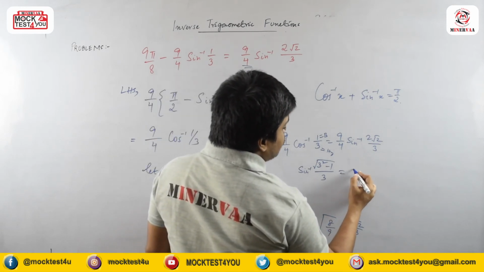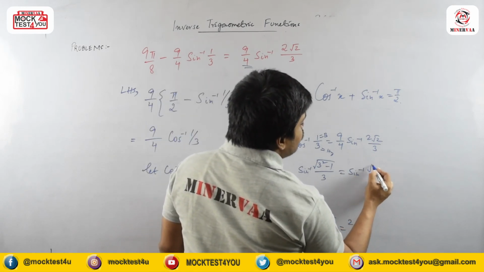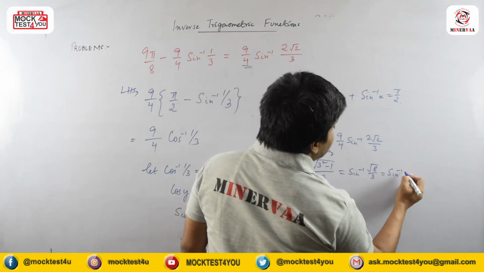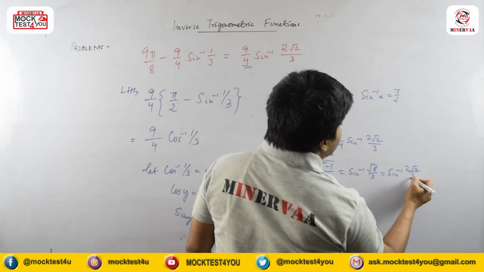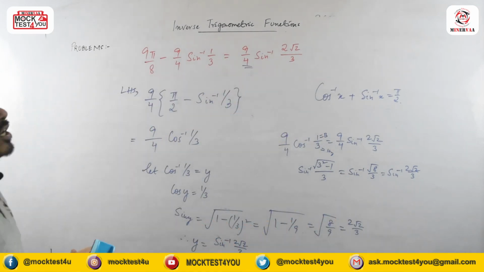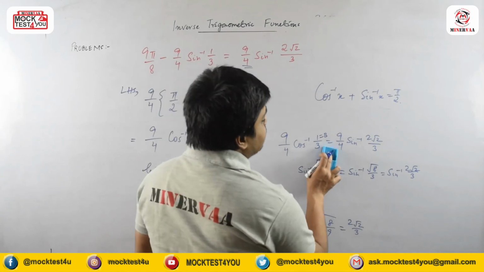So that's coming out to be sin inverse square root of 8 by 3. That is equal to sin inverse 2 root 2 by 3. So that is a way to use the shortcut and find the answer.